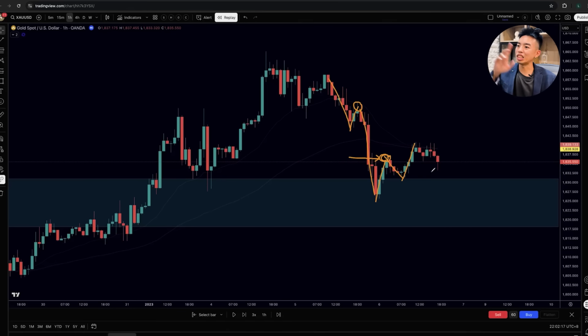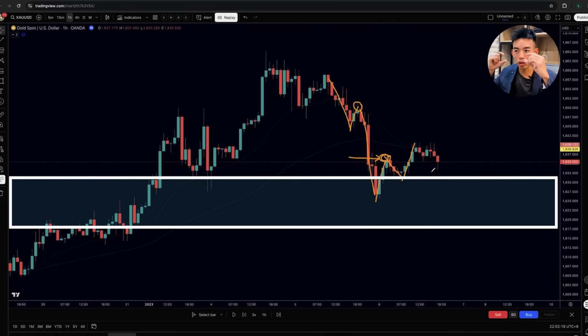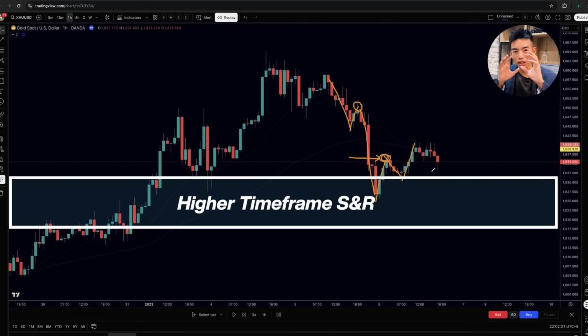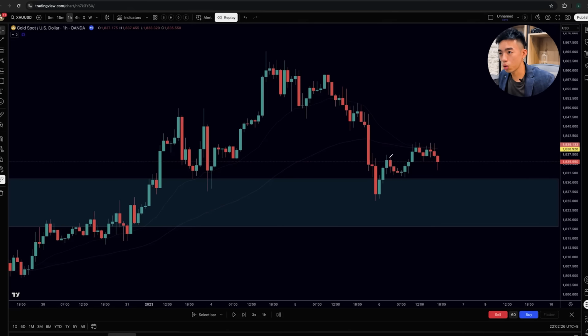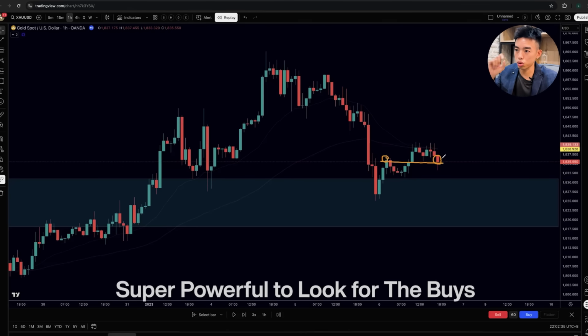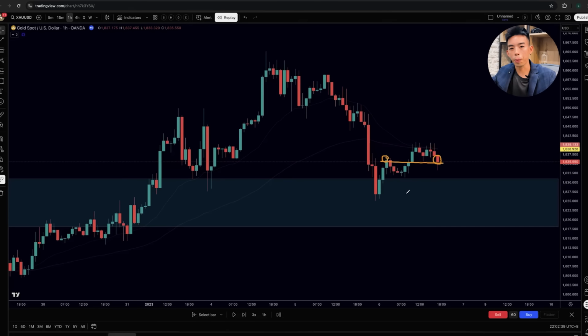But if you put this into context with the higher time frame support and resistance area, that's going to help wonders. So now that we know that anyone who was selling is trapped and they're trying to get out, if price returns to this area, this becomes an area where it's going to be super powerful to look for the buys. On top of that, we are, no pun intended, on top of a strong support and resistance area. So the buy position will look something like this. We will take a buy right here.